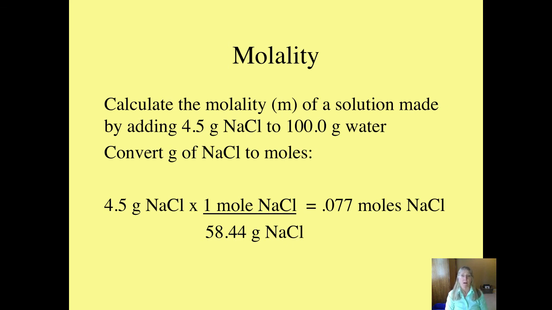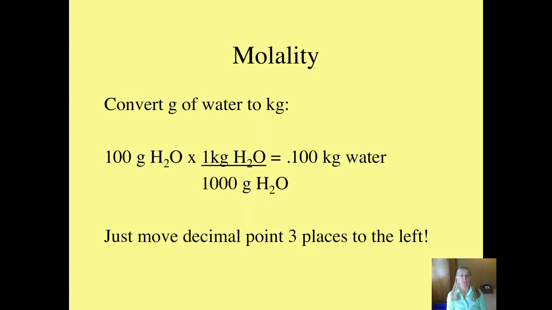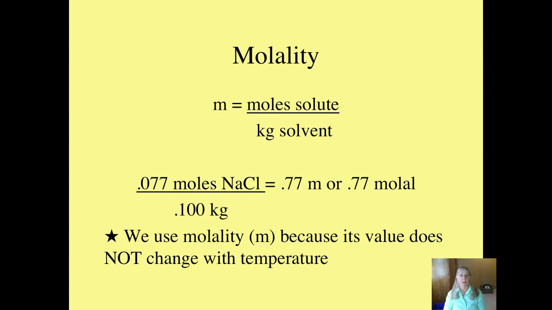So here's a simple molality problem. Calculate the molality, small letter m, if you added 4.5 grams of sodium chloride to 100 grams of water. 4.5 grams gets changed into moles. 0.077 moles of salt is what you have. Then my 100 grams of solvent has to be changed into kilograms. Once again, you could simply divide by 1,000 or go 1, 2, 3 places to the left. Finally, moles over kilograms is 0.77 little letter m, or we say that in English, 0.77 molal. Once again, we use molality because its value does not respond to changes in temperature.